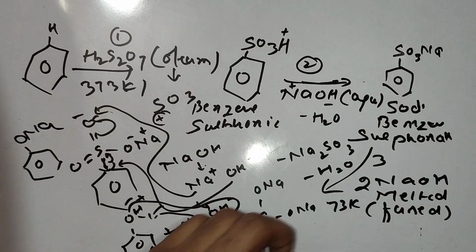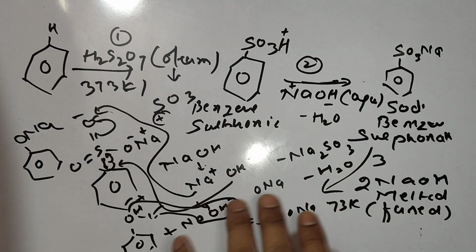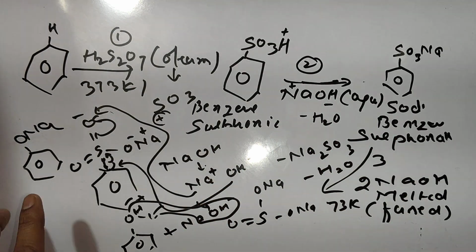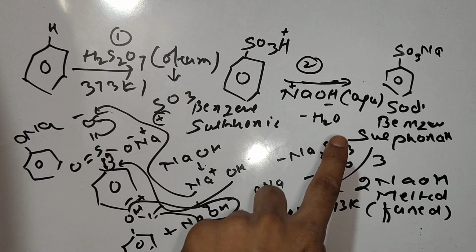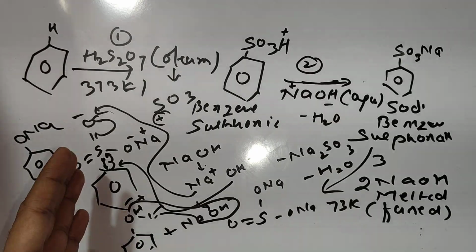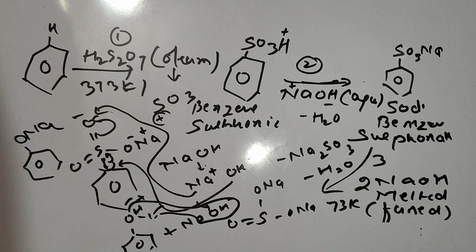This is for 12th class students to learn this reaction. In this fashion they can learn it easily. So ONa will generate and you can check H2 is released and Na2SO3 is released like this. After ONa you know what to do. It's hydrolysis you need to do.